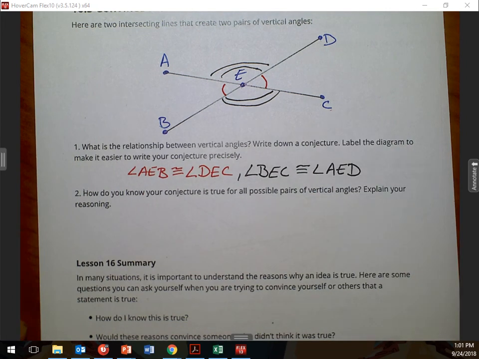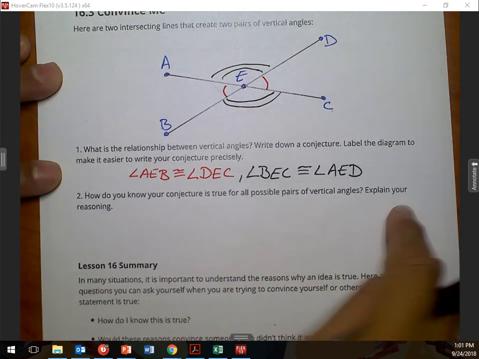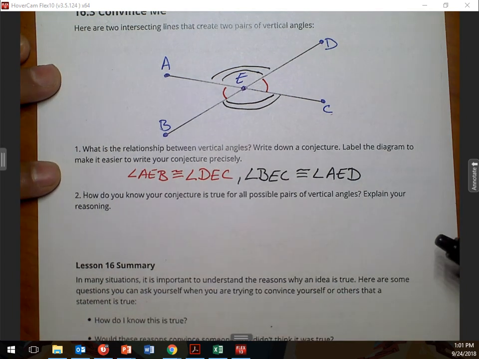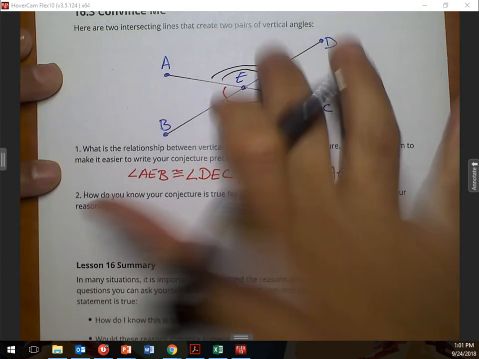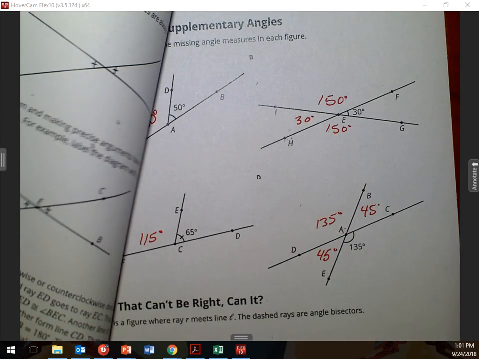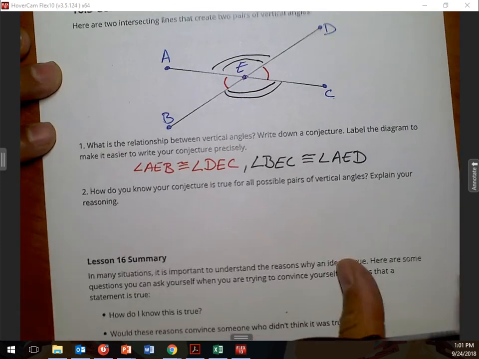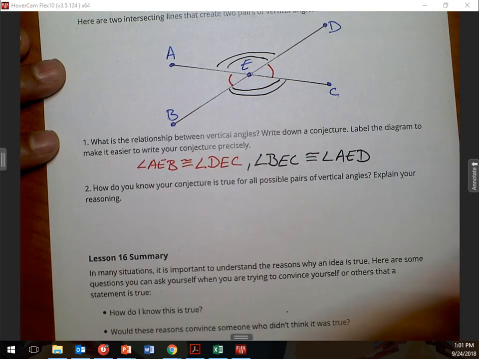Make sense? Okay, how do you know your conjecture is true for all possible pairs of vertical angles? Explain your reasoning. Okay, what did we do on 16.1? Okay, we were given one of those angles, right? Given one of the angles because they're both supplementary, right?